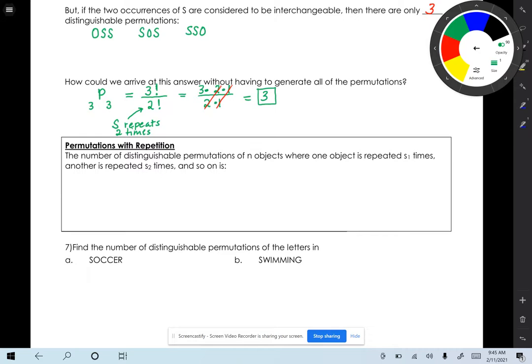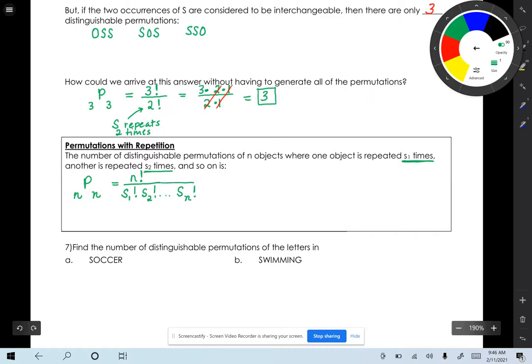So with permutations with repetition, the number of distinguishable permutations of n objects where one object is repeated S1 times, another is repeated maybe this many times, and so on. So repeated once, twice, whatever, will give us the following formula. So P, this is n, equals n factorial divided by S1 factorial times S2 factorial times S3 and so on, all the way up to N, because that's the number of letters here.